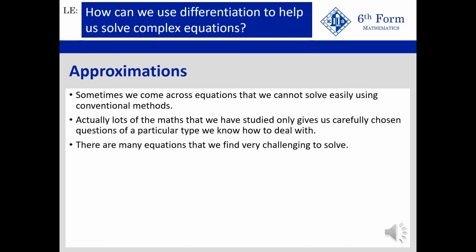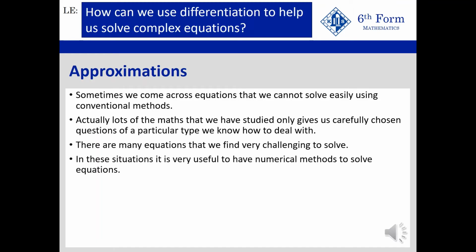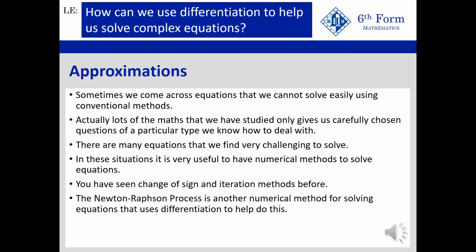So in those situations, it's useful to have something like a numerical method to give us a different approach that may work. You should have already seen a change of sign method and an iteration method. These are covered both at GCSE, more detail and with more difficult functions in Year 13 maths. The Newton-Raphson process is another numerical method for solving equations using our differentiation skills to help.